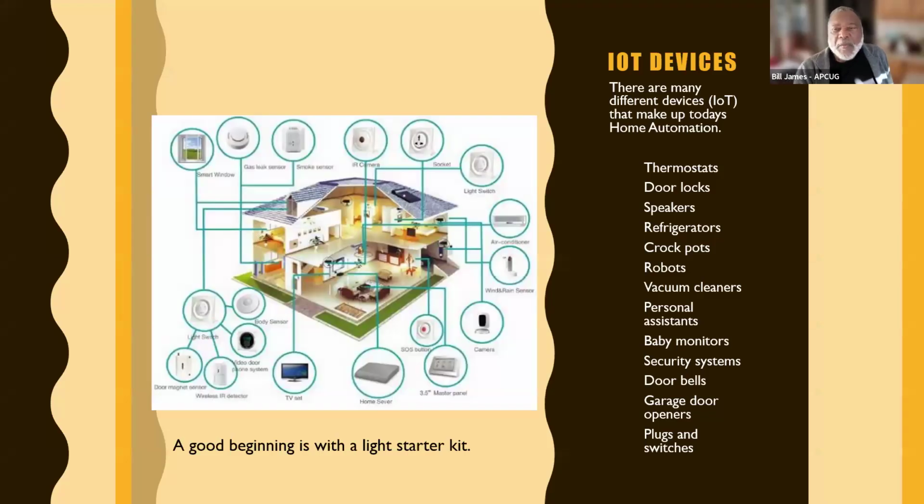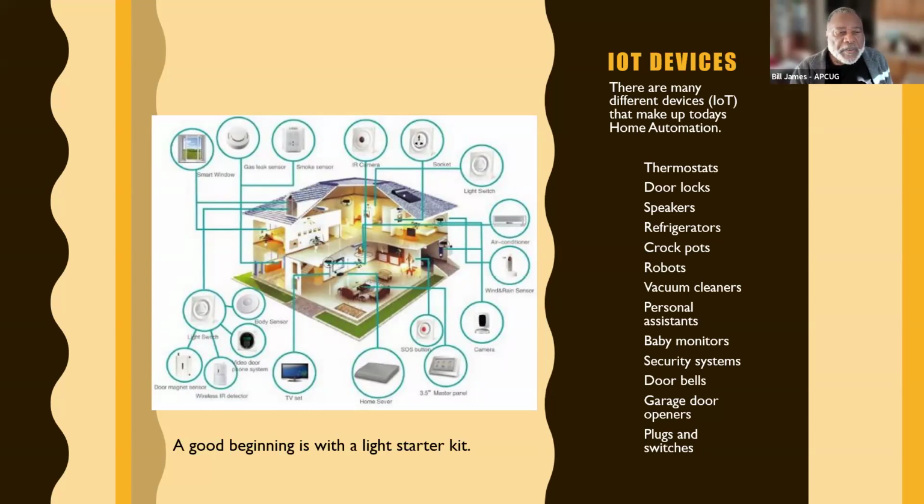And some of the devices that we see today, and this is just a list of things that are automated, and the list grows daily. Thermostats, door locks, speakers, refrigerators, crock pots, robots, vacuum cleaners, personal assistants, baby monitors, security systems, doorbells, garage door openers, plugs, and switches.